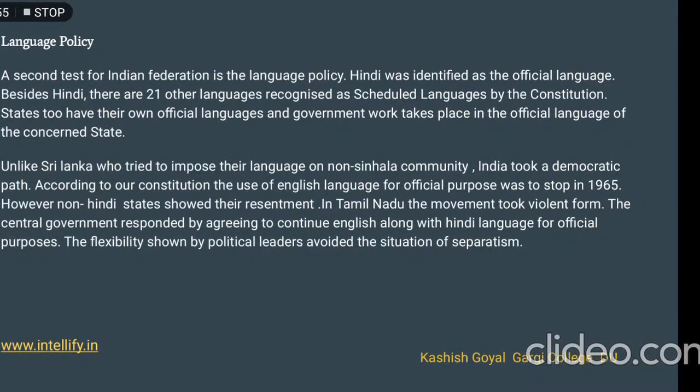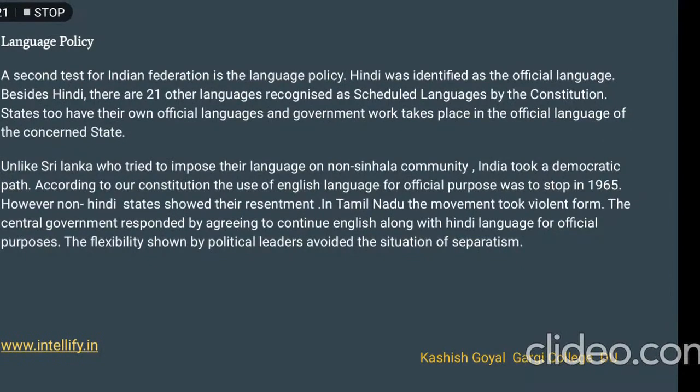Even if a candidate wants to sit for an examination, the candidate is open to write the examination in his own language. He is not compelled to write in Hindi or in English. Though the case was not like that always. The provision was made that, according to the Constitution, the use of English for official purposes was to be stopped in the year 1965.